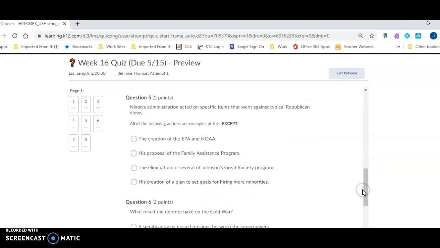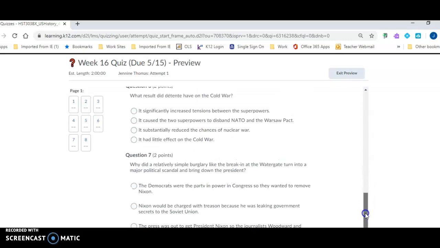Question number 5. Nixon's administration acted on specific items that went against typical Republican views. All the following actions were examples of this, except the creation of the EPA and NOAA, his proposal of the Family Assistance Program, the elimination of several of Johnson's Great Society programs, his creation of a plan to set goals for hiring more minorities.